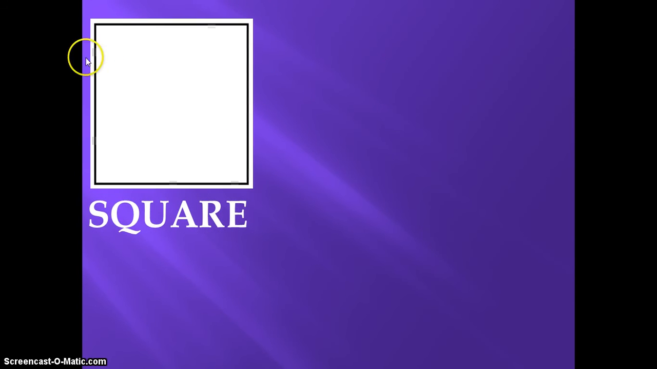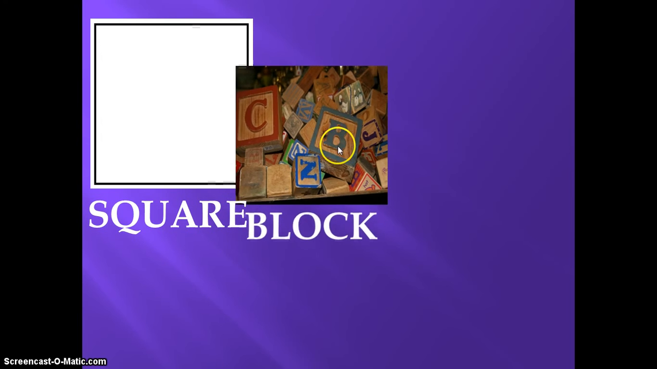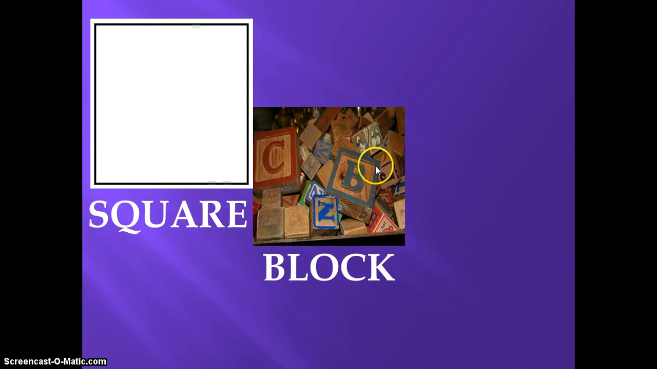So, we have our square. Yeah, we see squares. And then we have our block. But I want you to look at this block. We have a square here, right? But then look, there's another side to it. It's not just flat like this. There's more to it. There's dimension to it. You could hold it, whereas this you can't really hold because it's just on a piece of paper. But you can hold blocks. You can build with them.